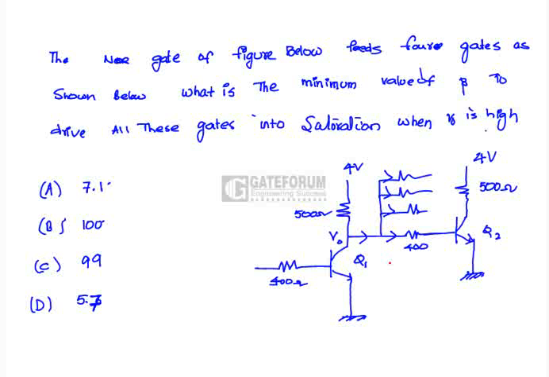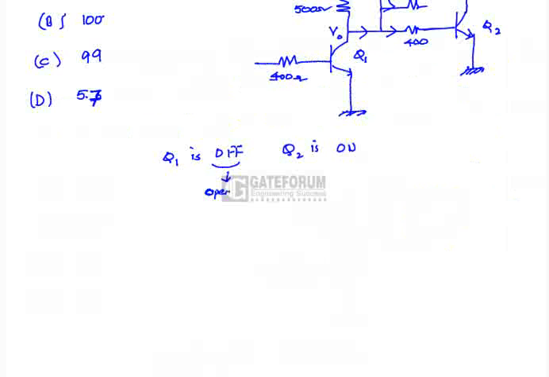Here the question is, the NOR gate of the figure below feeds 4 gates as shown below. What is the minimum value of beta to drive all these gates into saturation when V0 is high? Here, according to the question, Q1 is off and Q2 is on. Off means open, and on means the transistor is in saturation.